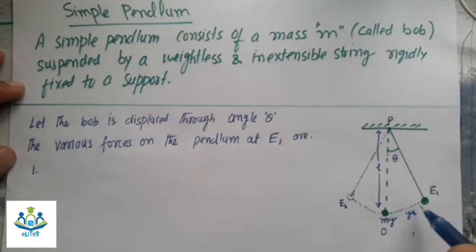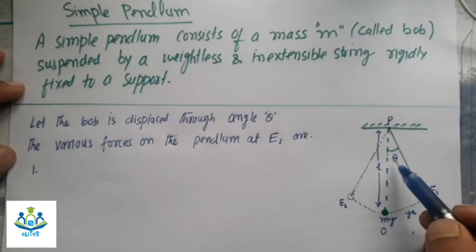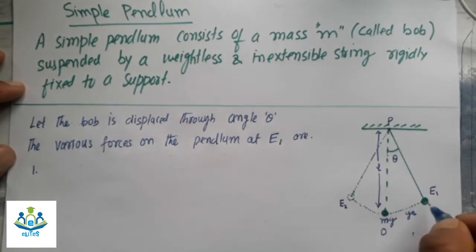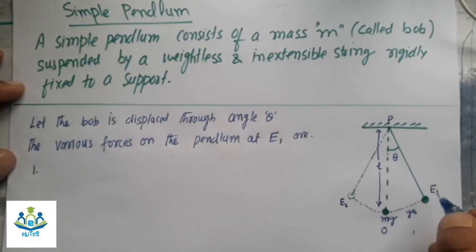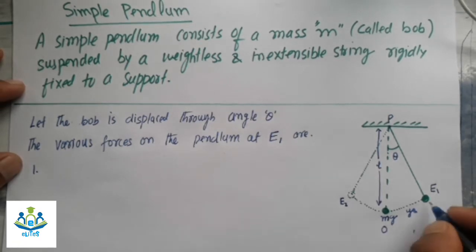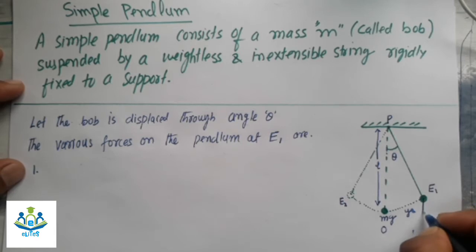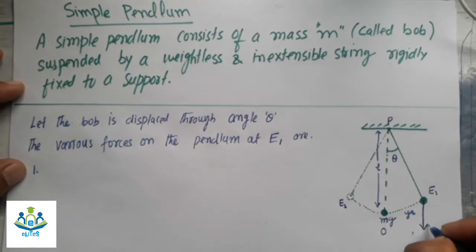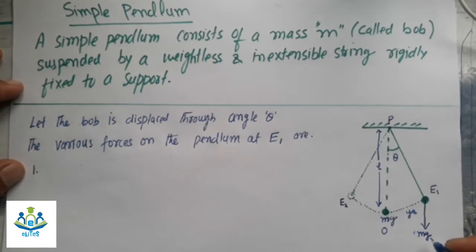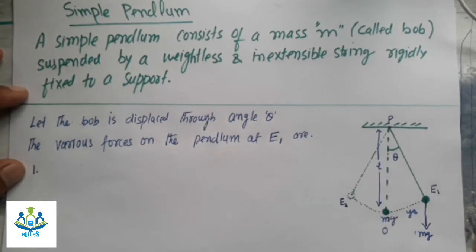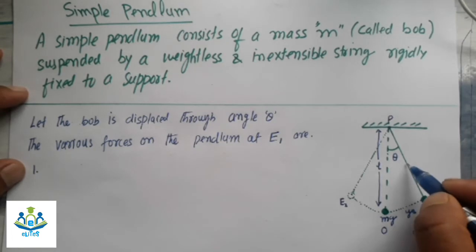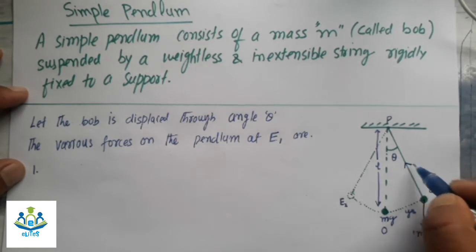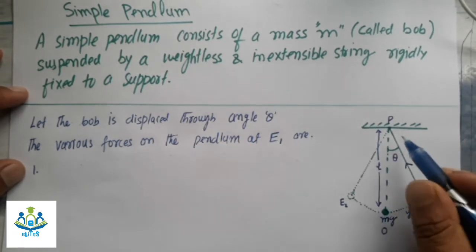Let the bob be displaced through angle theta. Then various forces act on the pendulum when it is at extreme position E. Number first, the weight of the bob, which will be in downward direction, mg. And now there will be a tension in the string which will be along E1P.